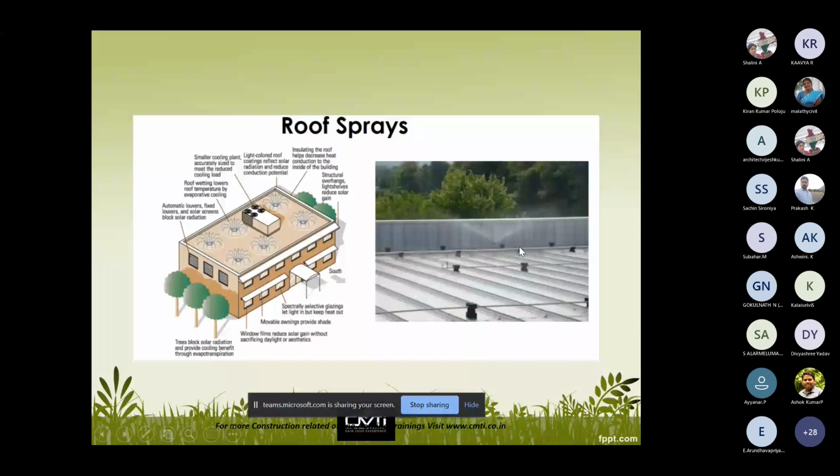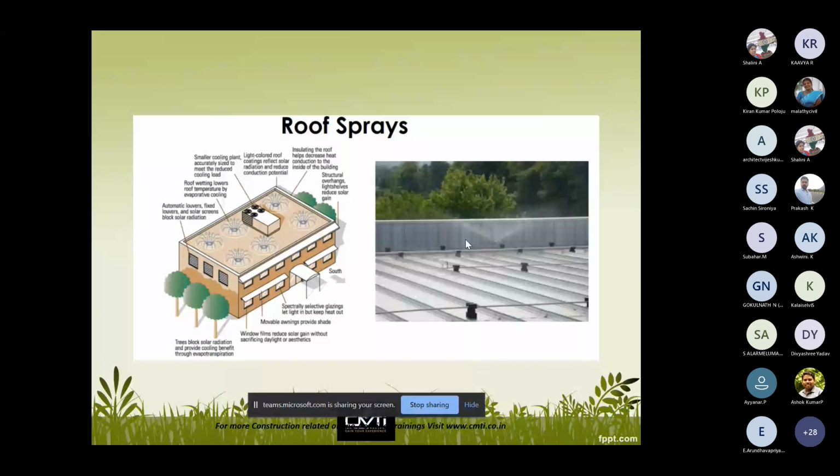Even in painting, they are using reflective paints so that the temperature will come down. If the temperature comes down, the energy consumption for the building will come down. Again, the carbon footprint also will come down.